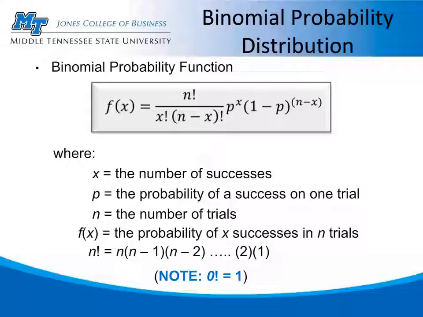The n factorial divided by x factorial times n minus x factorial calculates the number of possible arrangements of the successes and the failures in the n trials. Now remember, 0 factorial by definition is equal to 1. Let me use 3 as an example. 3 factorial would be 3 times 2 times 1, which would be 6.